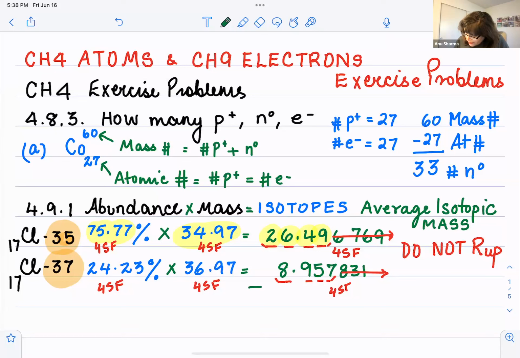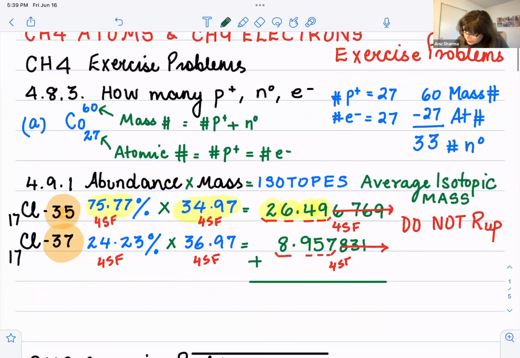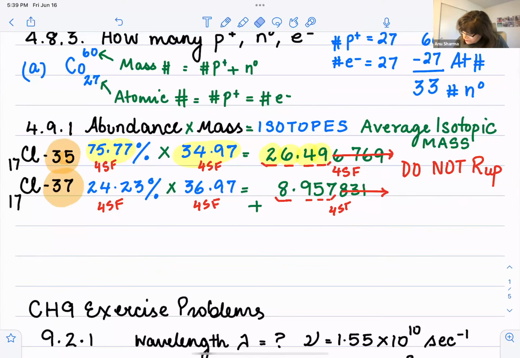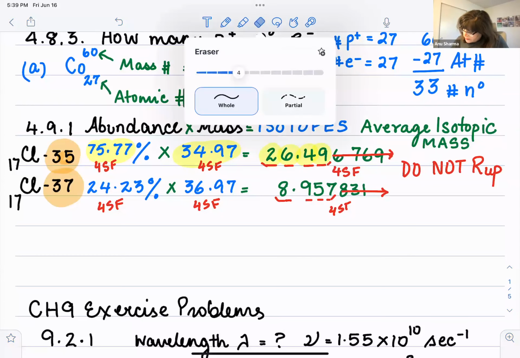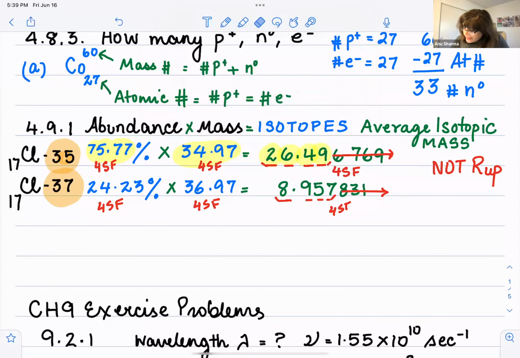All right. So now you're going to add these numbers. When we add and subtract, what do we do? We look at the lowest decimal point for the final answer.